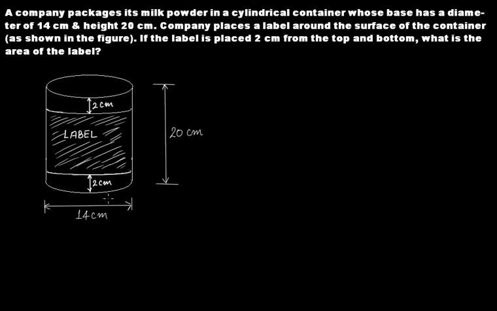Now the shape of this container is cylindrical, whose diameter is 14 centimeter. So if diameter is 14 centimeter, radius will be diameter divided by 2, that is 7 centimeter. The height is 20 centimeter. But it's saying that the label is placed 2 centimeter from the top and bottom. It's not completely covering this lateral surface of the cylinder, but it is put 2 centimeter from top and 2 centimeter from bottom.